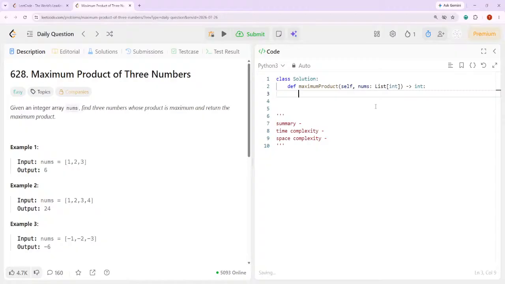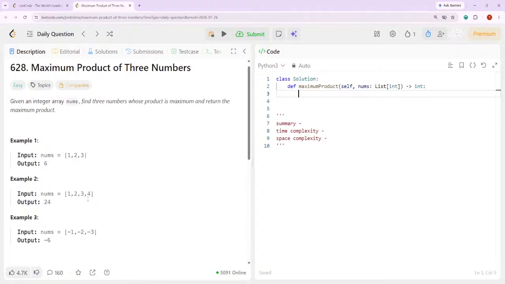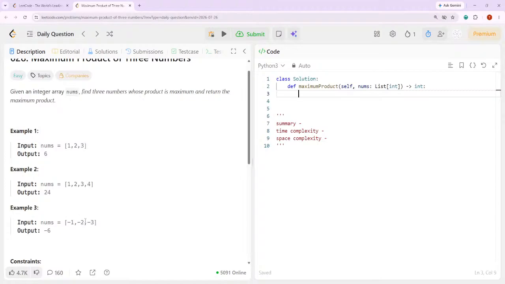Maximum product of three numbers, easy. Given an integer array nums, find three numbers whose product is the maximum and return the maximum product. 1, 2, 3, okay, 6. 1, 2, 3, 4, it'd be 2 times 3 times 4, which is 24. If there's negatives, it has to be multiplying the negatives.